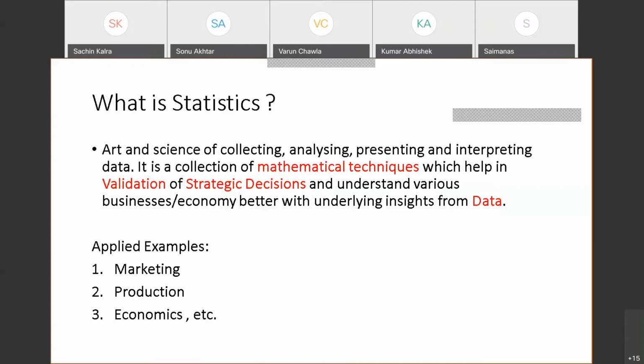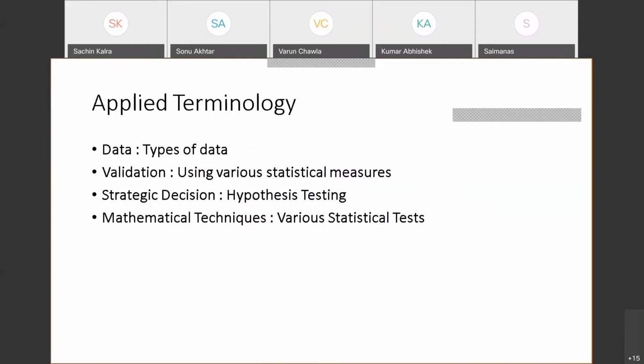So here we got the four crucial terms out of this definition: we have some data that we collect, analyze, and present. On this data, we do some validation using some mathematical techniques, and we take some strategic decisions. In terms of statistics, data will further bifurcate into the types of data we have. The validation means using various statistical measures.